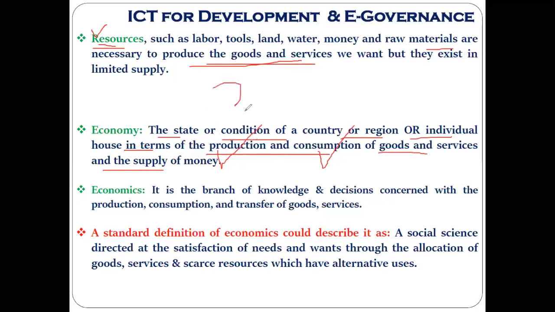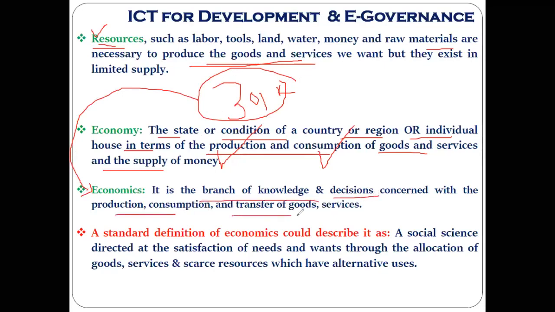Yes, sir. And using that 30,000, how you manage all the expenditure of your home, that is nothing but economics. It is the branch of knowledge and decision concerned with production, consumption, and transfer of goods and services. How you utilize that 30,000, how you manage your home within that 30,000, that is what is called economics. How much you are having, that is the economy.